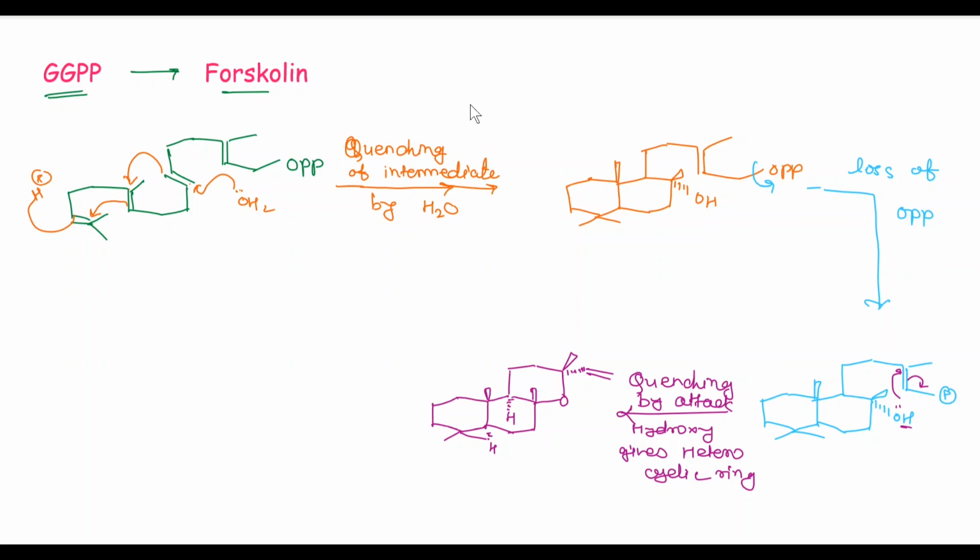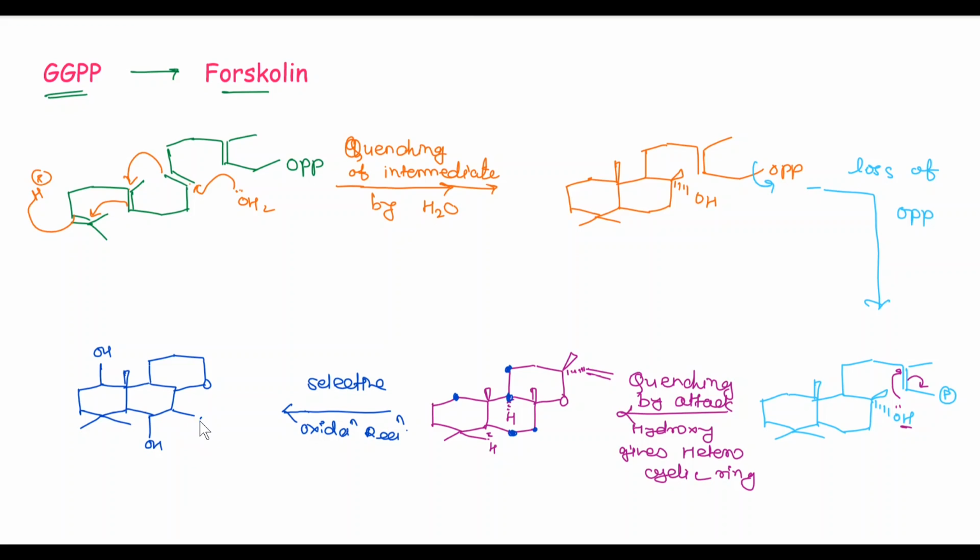In the next step, selective oxidation reaction takes place. This and this carbon atom and we get here OH, here methyl, here oxygen, here OH, here OH, here OH, here methyl. This double bond.